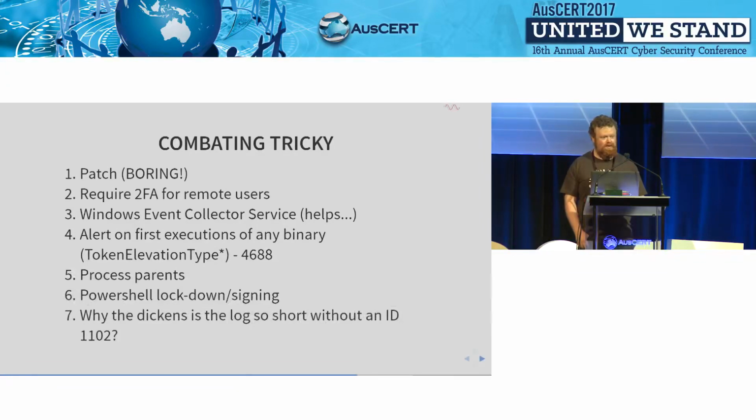And why the dickens did a log get shorter without a 1102 event, which is a someone-cleared-the-audit-log event? If there are logs missing and there's no event to say someone deleted the logs, then that's not right. All of these things, think about it from a TTP perspective. Maybe not specifically going, oh, what is this event? But look at ways that you can look at behaviors that you're not expecting.